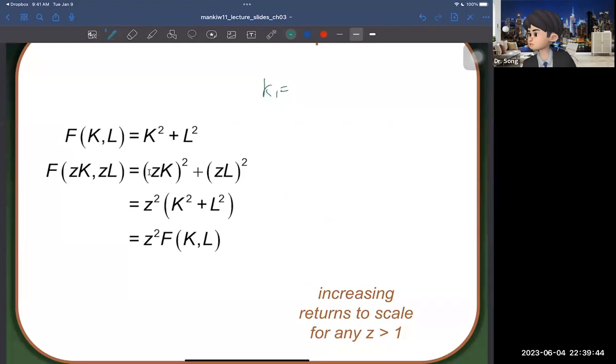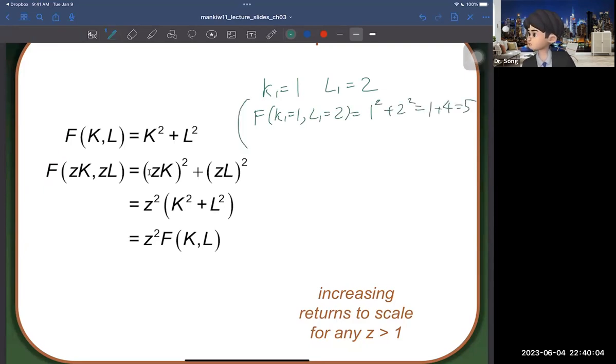Now, the following example. Here, again, you can play with the numbers. That's the easiest way. So K1 equals 1. You can come up with any number, but it's better to use integers to make it easy. So K1 equals 1, L1 equals 1, then the output is, with K1 equals 1 and L1 equals 2, you just need to plug in. 1 squared plus 2 squared is 1 plus 4, which is 5.